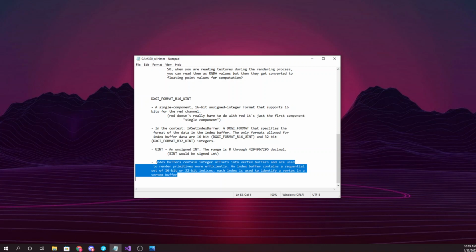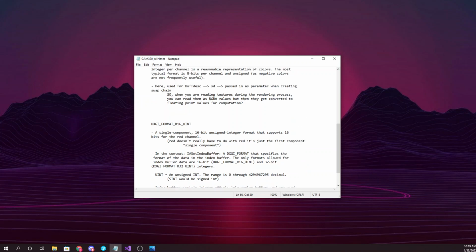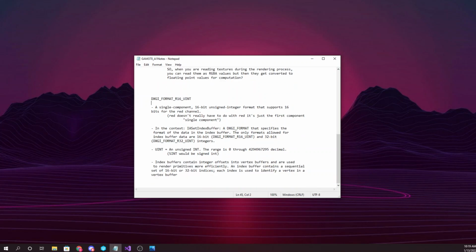And the index buffer is just a list of integers that correspond to the different vertices. So for our triangles, the vertices are each 3 floating points, and each of the integers is just referring to one of those. So it basically just needs a sequence of numbers. It doesn't need more than one channel, so it just uses the first channel, or red channel.